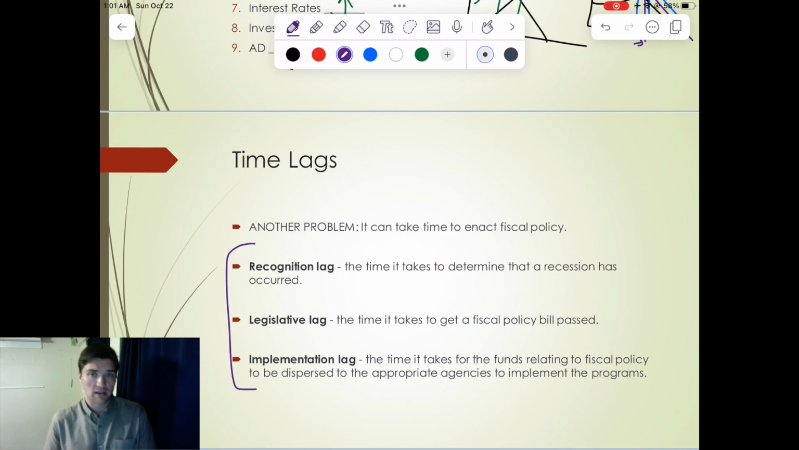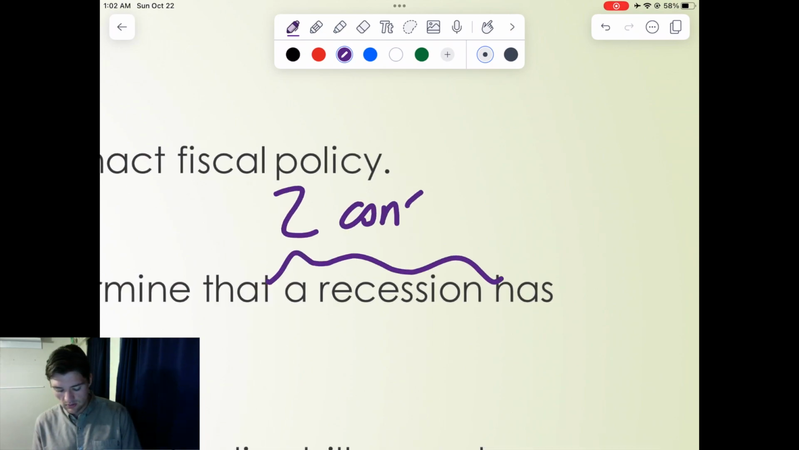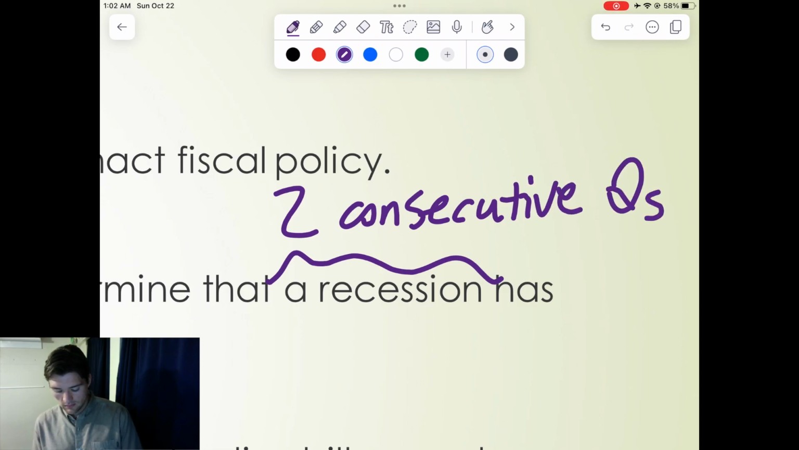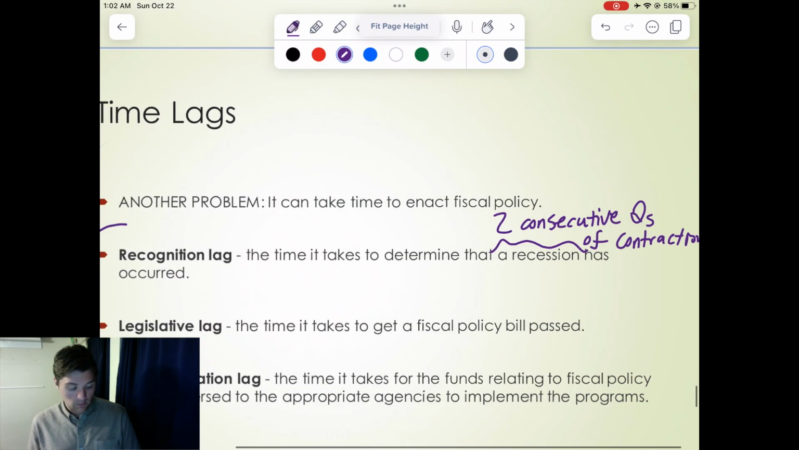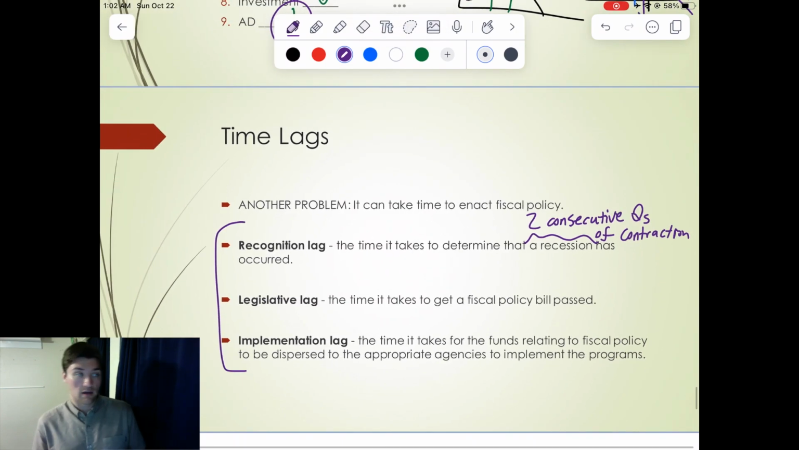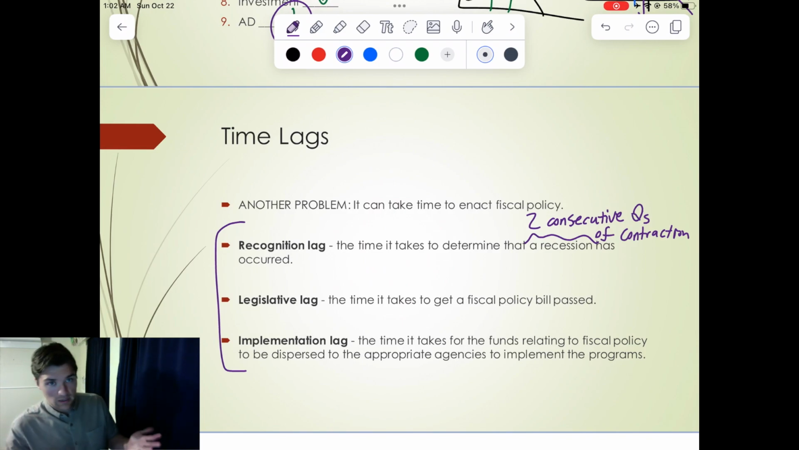Number one is the recognition lag. Basically, it takes time to determine that a recession has occurred. Because remember, what is a recession? A recession is two consecutive quarters of contraction. So what really could happen is, we could have 6 months of contraction, but we have to wait those 6 months before we even figure out we're in a recession.